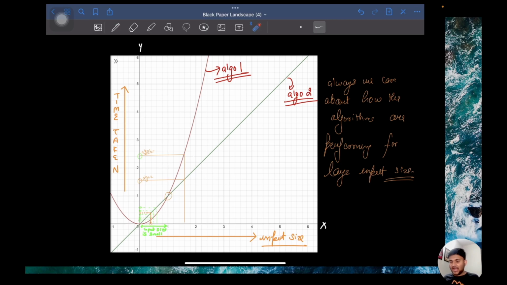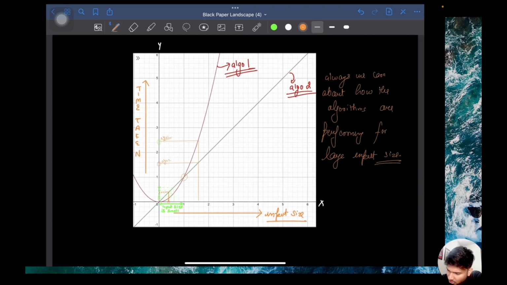And if I ask you a question that why algorithm 1 after some period of time started performing worse than algorithm 2, something that started very well, why it was not able to continue in the same fashion? Because of this thing. So there is a term called rate of growth.